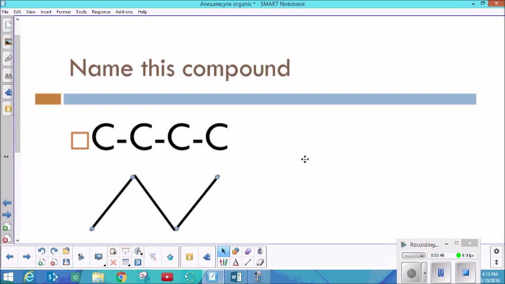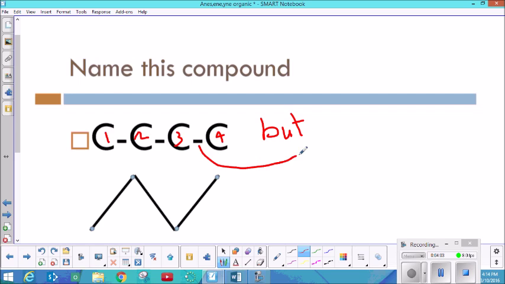Name this carbon compound. I've got 1, 2, 3, 4 carbons. 4 carbons is bute. They're single bonded together, so that would equal ane. This is butane.